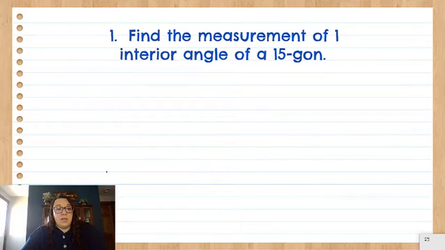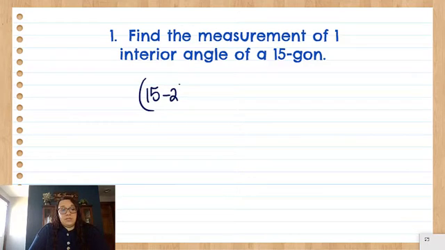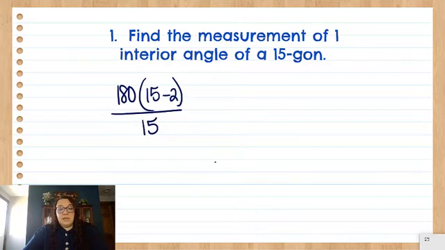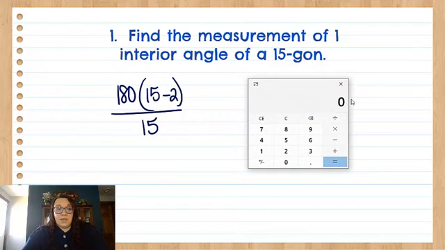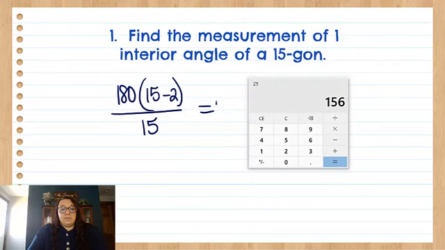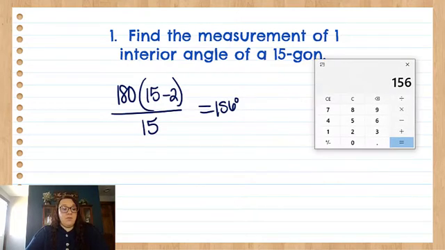Here's the first one. Find the measurement of one interior angle of a 15-gon. We know the formula for the sum of the interior angles is 15 minus 2 times 180. That would be all of the interior angles, but we just want one of them, so let's cut that into 15 equal pieces. Let's use our calculator. I'm going to start with 13 times 180, which is this big number, and then we'll cut it into 15 pieces to get our measurement for the one interior angle, 156. Let's try another one.